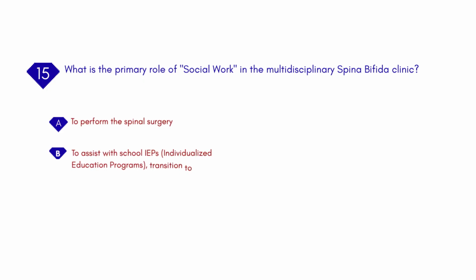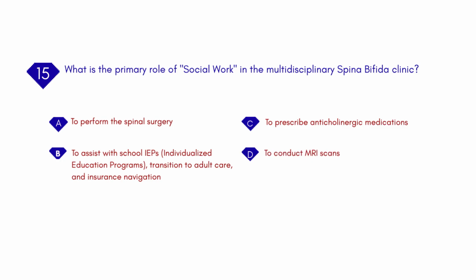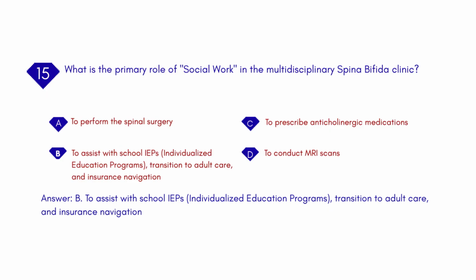What is the primary role of social work in the multidisciplinary spina bifida clinic? A. To perform the spinal surgery. B. To assist with school IEPs, individualized education programs, transition to adult care, and insurance navigation. C. To prescribe anticholinergic medications. D. To conduct MRI scans. Answer, B. To assist with school IEPs, individualized education programs, transition to adult care, and insurance navigation.